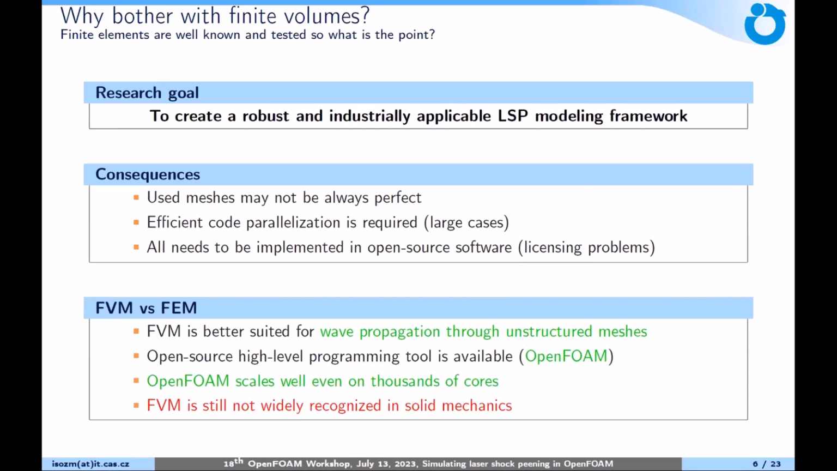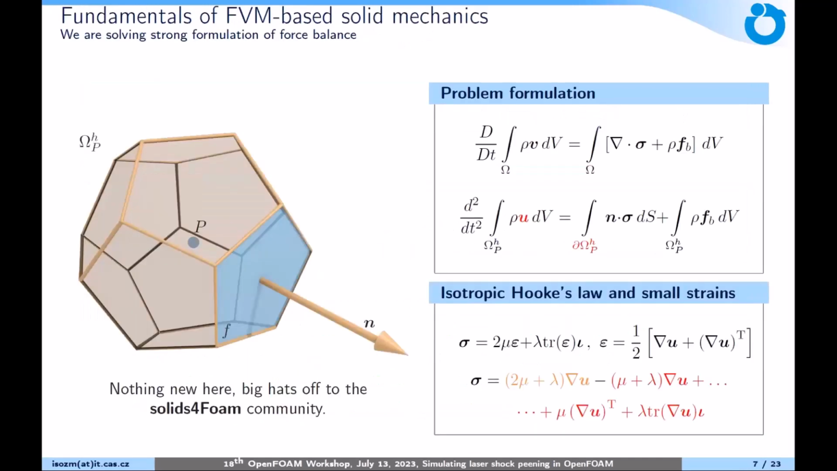And then finite volume versus finite elements. The main reason is that we read that finite volume should be better for wave propagation through unstructured meshes. And yes, we have this fine OpenFOAM tool available. Of course, there's the downside that finite volumes are not widely recognized in the community, so anywhere I go with this, I need to convince them that finite volumes are okay. But here, everything is good. Everything was explained much better by Philip about two days ago, so we use their framework.